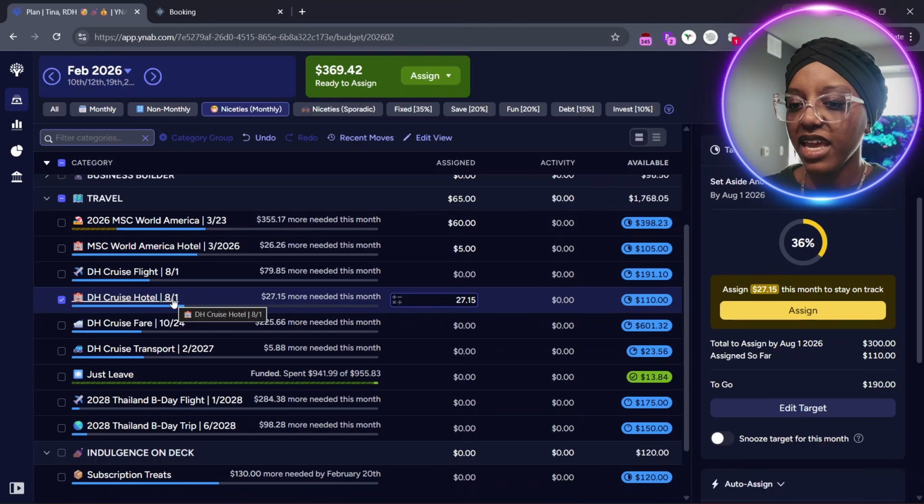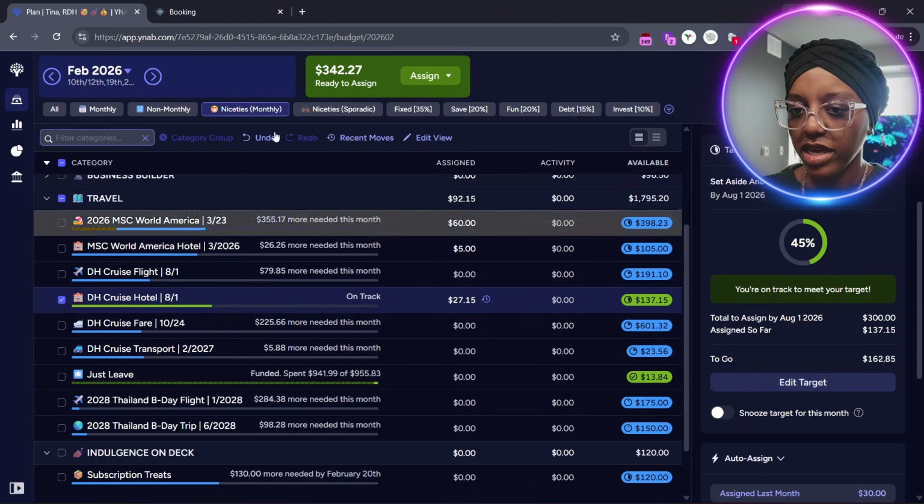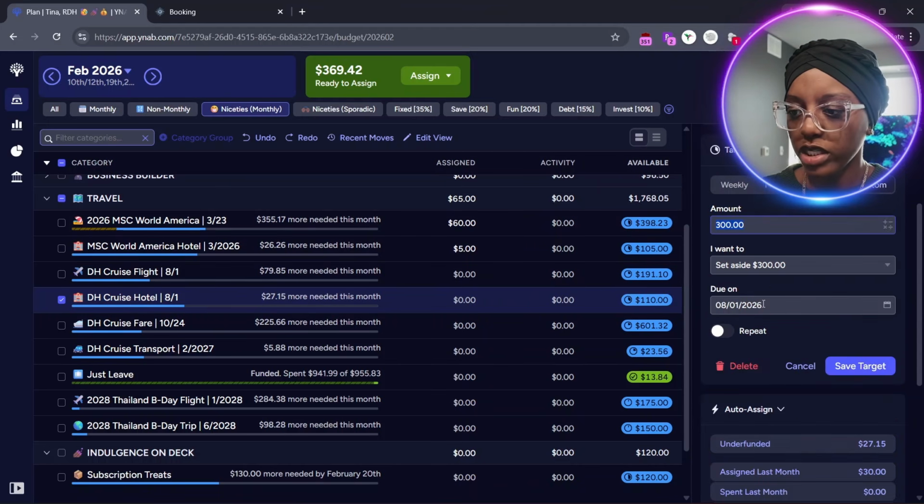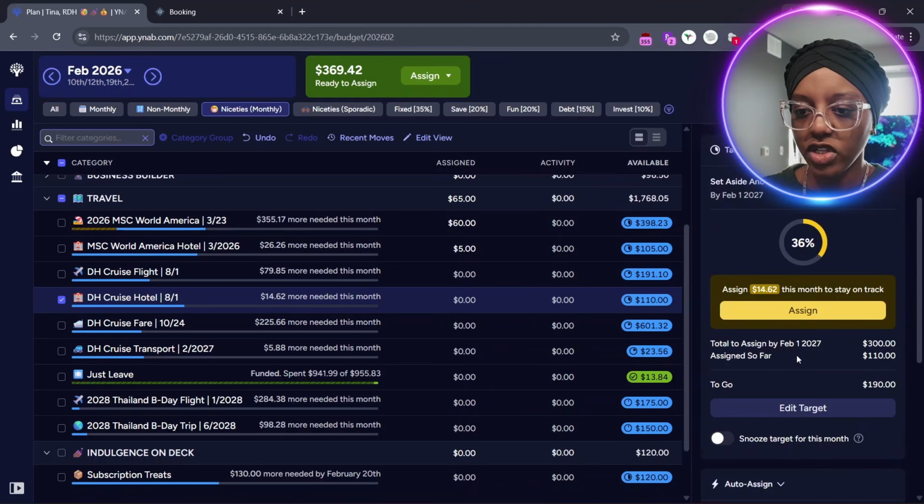That being said, I actually don't think I need it by the 1st. I think I need it by February 1st. Because again, I'm gonna do the same type of thing with Priceline where they don't charge you until you check in. So let me change that to February 1st. Okay, there we go. I'll put in $5.